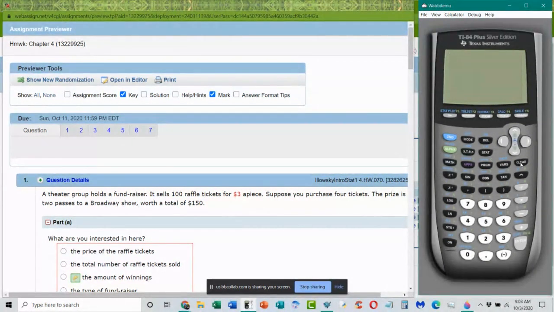So TVs, how many TVs do you have? A broken TV is either a TV or it's not a TV. You don't say, well, I have kind of a TV. It's either there or it isn't.